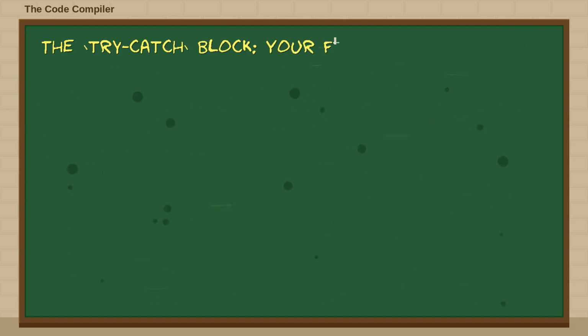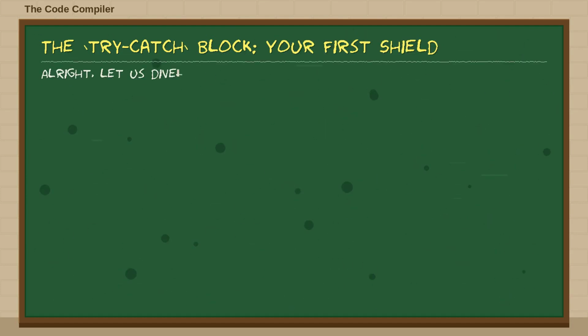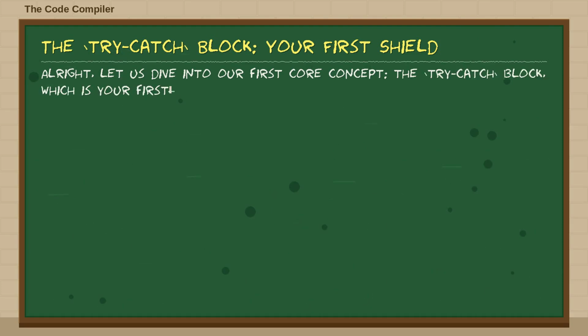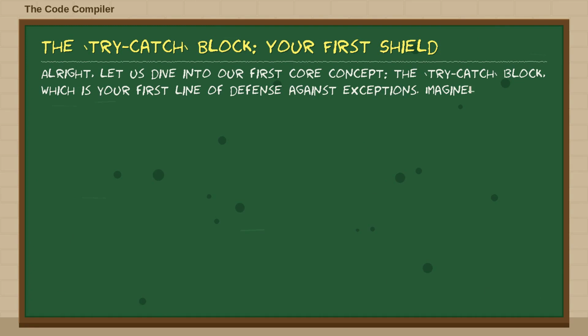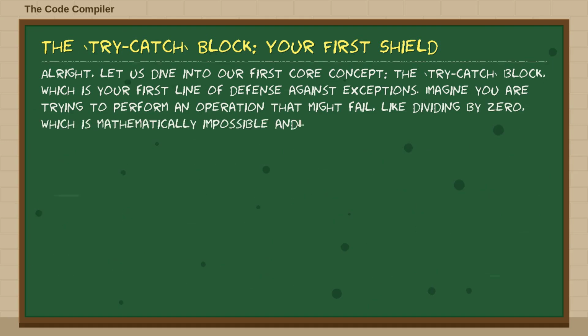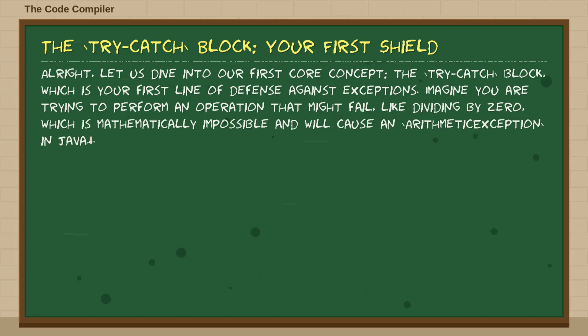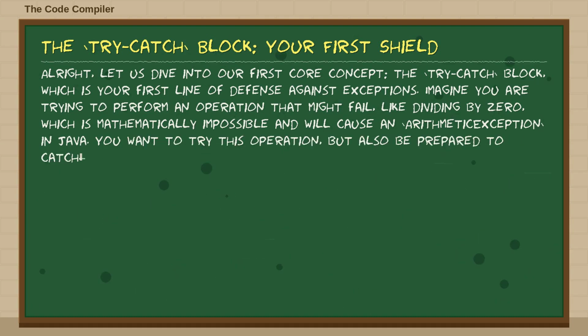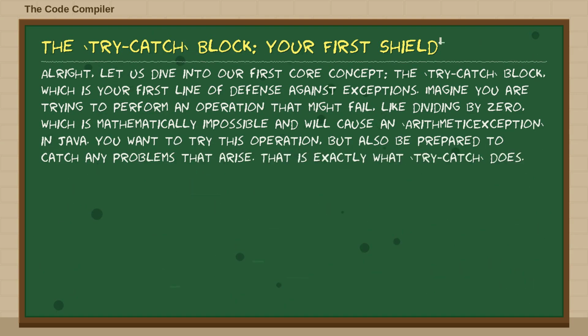Alright, let us dive into our first core concept, the try-catch block, which is your first line of defense against exceptions. Imagine you are trying to perform an operation that might fail, like dividing by 0, which is mathematically impossible and will cause an arithmetic exception in Java. You want to try this operation, but also be prepared to catch any problems that arise. That is exactly what try-catch does.